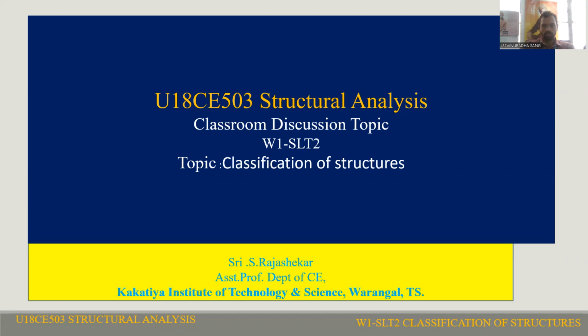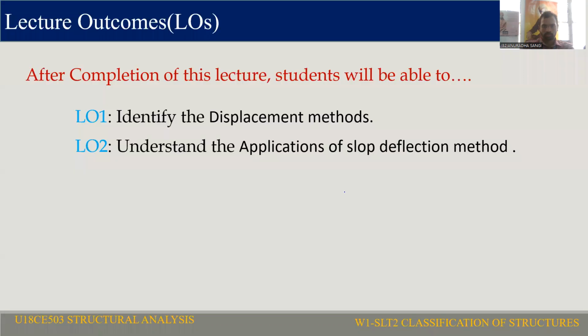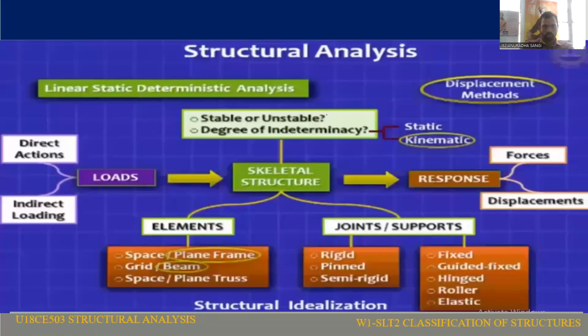So this is the self-learning topic, that is classification of structures. Here we can see the different types of structures. Structure analysis is broadly classified into linear static determinate structures and indeterminate structures. So the structures are basically categorized into two categories, that is determinate structures and indeterminate structures.